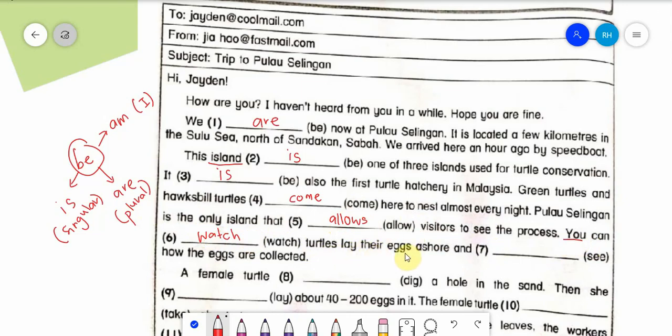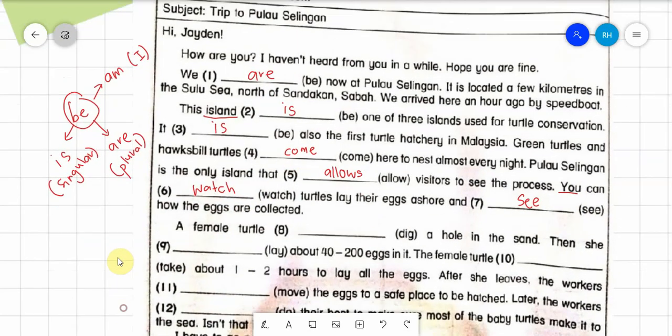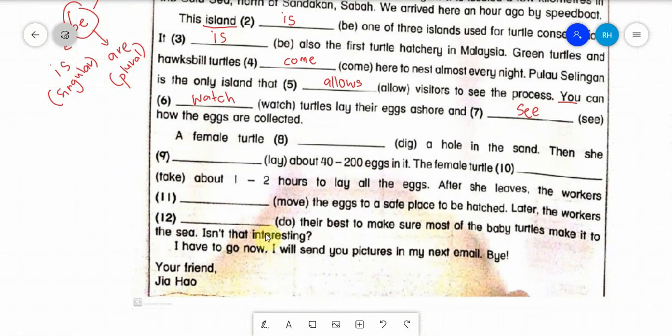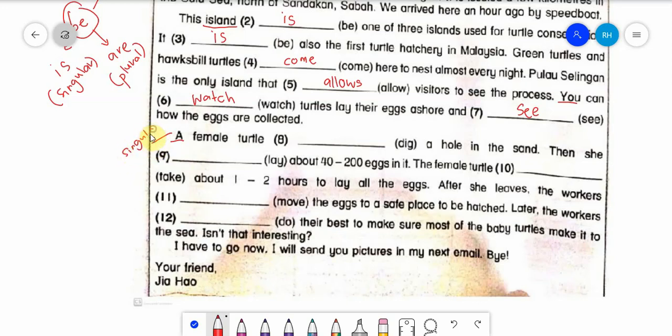Turtles lay their eggs ashore and see how the eggs are collected. See refers to you. The same subject is used for two verbs, one watch and the other see. Okay, continue. A female turtle is singular. So when it is singular, we have to add s to the verb. Digs a hole in the sand.